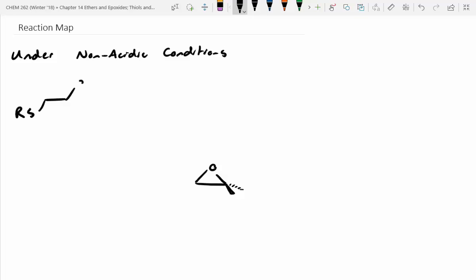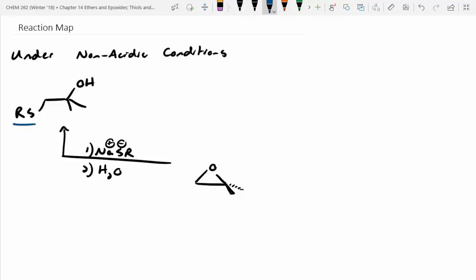to a thiol. And what reagents do you think we would need to convert this to a thiol under non-acidic conditions? Just need sulfur with the negative charge, right? We know we need a strong nucleophile. So I would use this because we know the sodium will have a positive charge, the sulfur will have a negative charge. And then in step 2, we need to protonate it. So I'll just write, all right, H2O would do the job, and we can install this sulfur functional group.